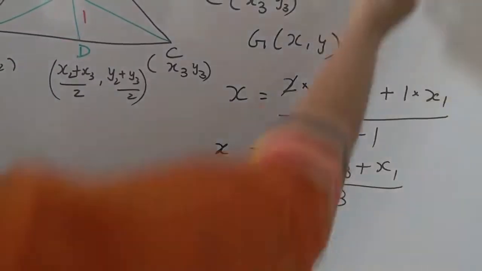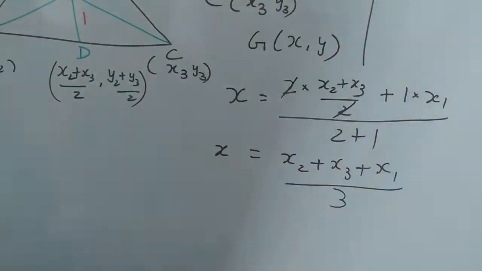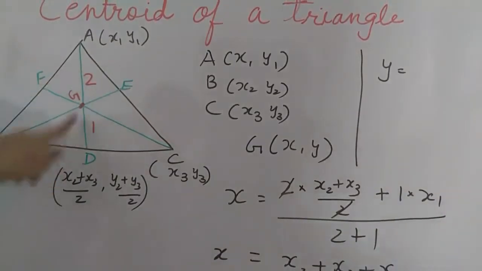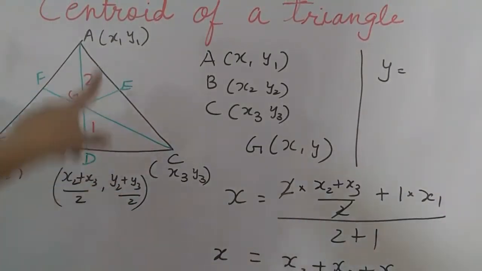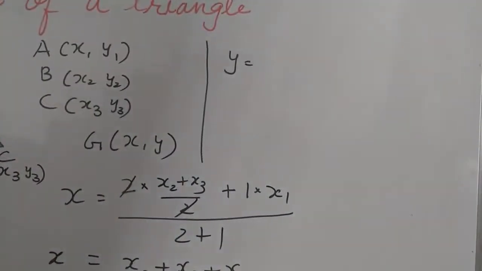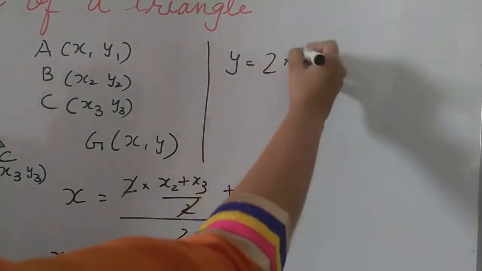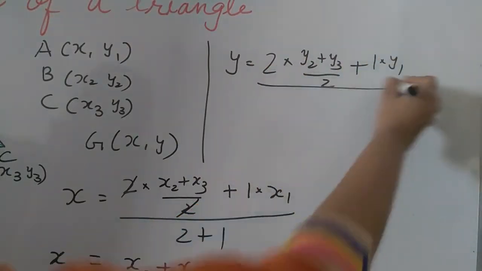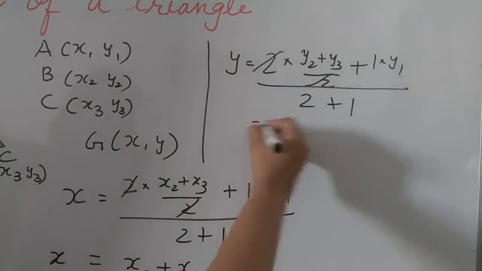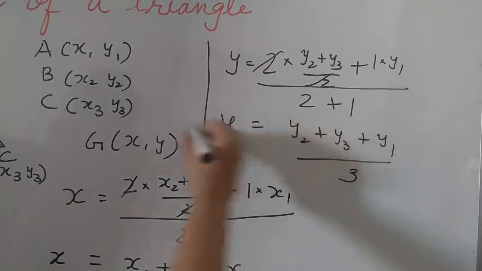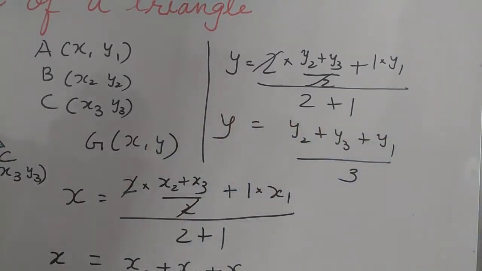And in the same way I can show you y also. So for y, you can see here in the figure that again it is 2:1, and (y2 plus y3) by 2 is one coordinate and y1 is the other coordinate. So here I explain that m ratio, that is 2, into (y2 plus y3) by 2, plus 1 into y1, upon 2 plus 1. This 2 gets cancelled. y2 plus y3 plus y1 upon 3. So this is our y coordinate for what we are learning, the centroid of a triangle coordinates.